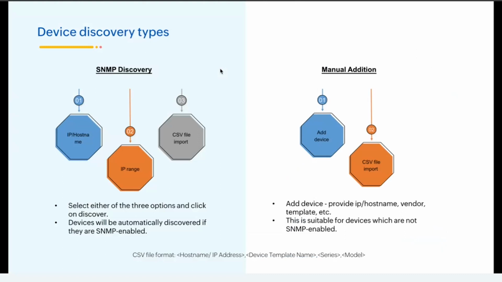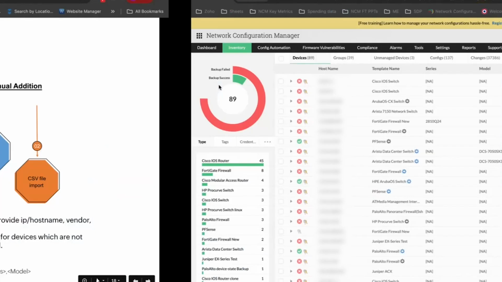These are some of the device discovery types available in Network Configuration Manager. One is SNMP discovery, and another one is manual addition. SNMP discovery is for SNMP enabled or SNMP supported devices. There we can discover the devices in 3 ways. One is by providing an IP or a host name. Another is by providing an IP range, and the other is by importing a CSV file. Let me show you this in the UI.